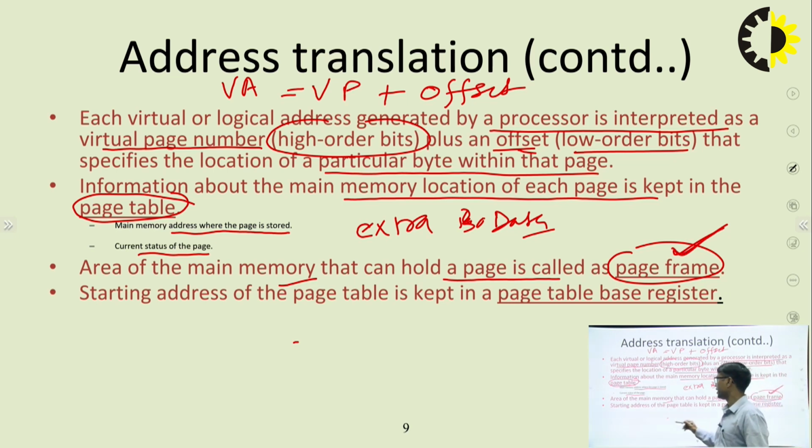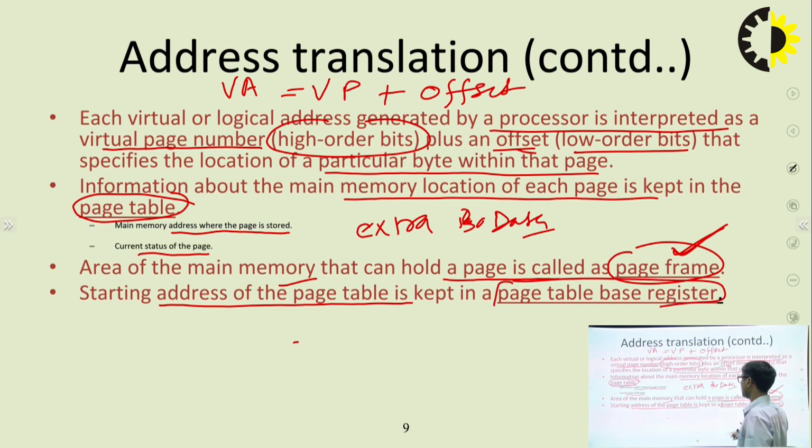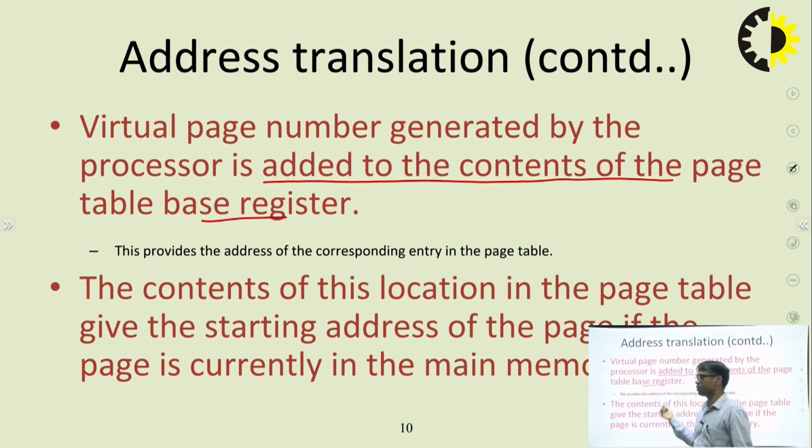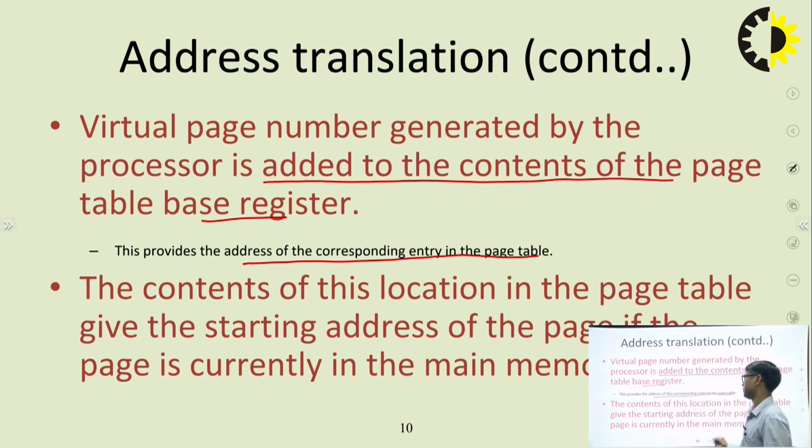So the starting address of the page table is kept, and that is called the page table base register. Now the starting address of the page table is kept in a particular register which points to the location where the page table will start. So we can refer again and again to the page table by going to the page table base register. The virtual page number generated by the processor is added to the contents of the page table base register to reach a particular location in the page table. So this provides the address of the corresponding entry in the page table.